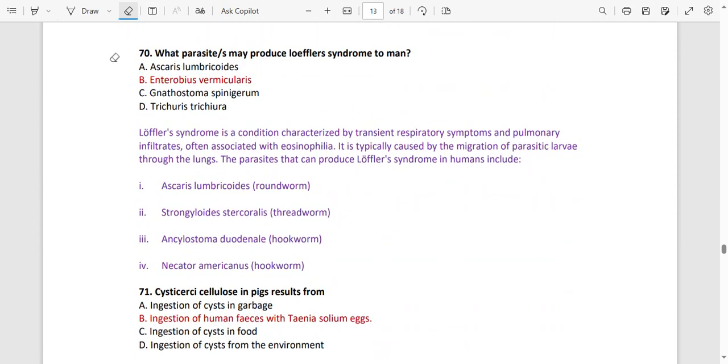What parasites may produce Loeffler syndrome? So I've picked Enterobius. What other parasites produce Loeffler syndrome? We did mention them, isn't it? Yes, please. Ascaris lumbricoides. Yes, thank you. Anyone else? Strongyloides. Thank you so much. Another one.